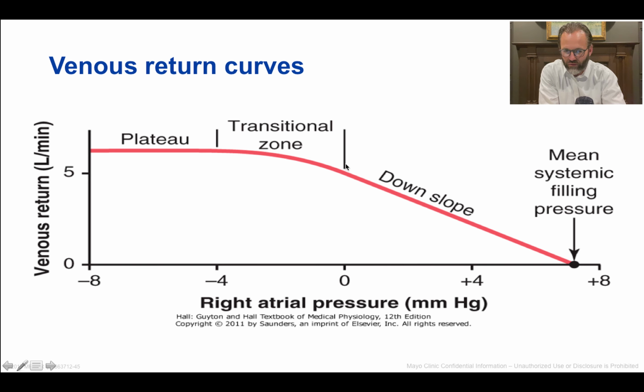A little bit more negative right atrial pressure is going to pull venous return, widen that pressure gradient, and augment venous return significantly. But ultimately, you reach your plateau phase, and increasing right atrial pressure is going to result in that downslope. And the point at which right atrial pressure ultimately results in the cessation of venous return is defined as the mean systemic filling pressure.